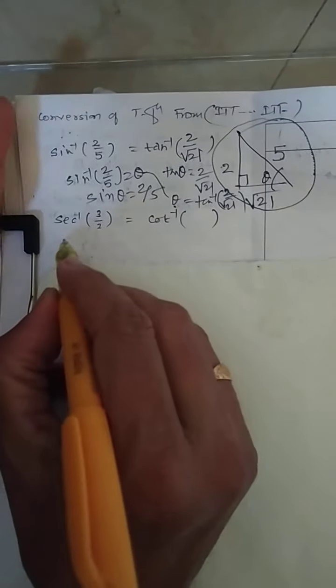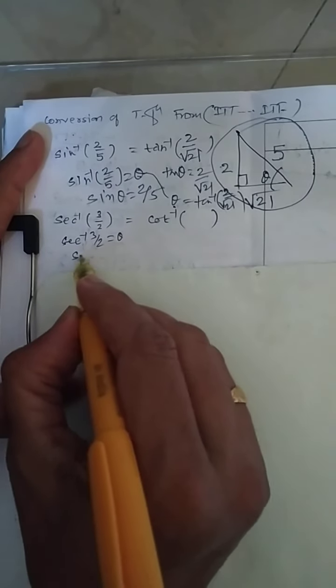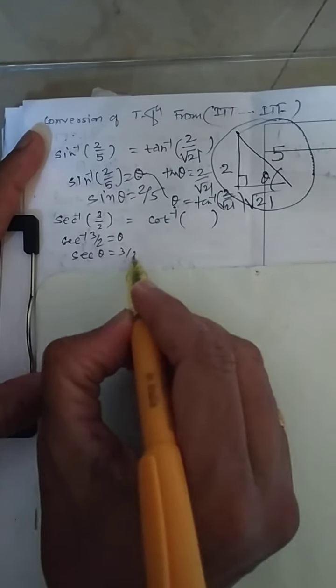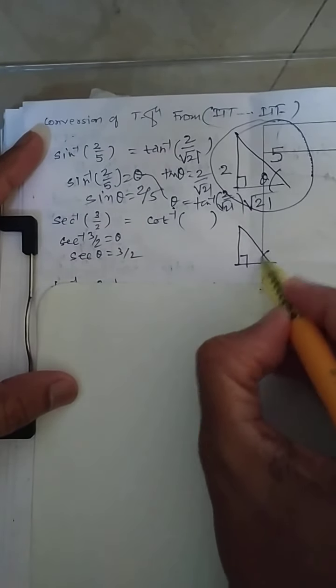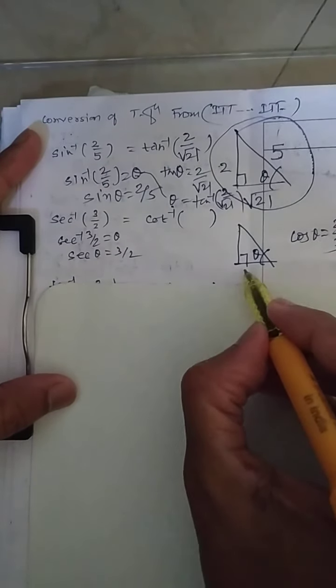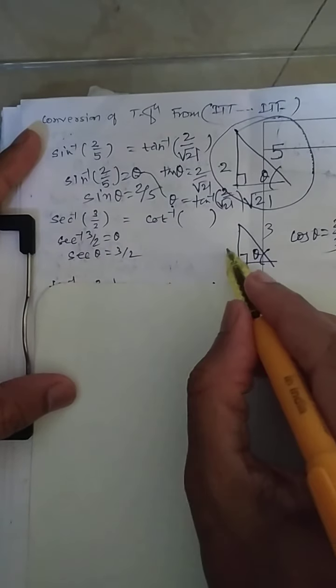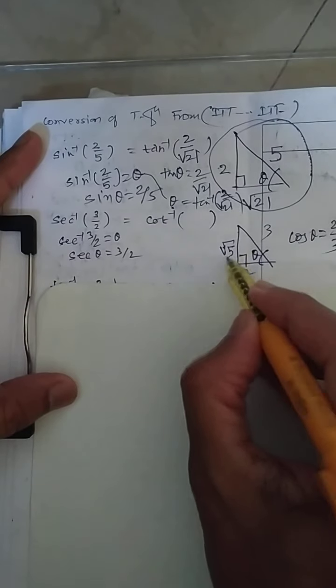Now, sec inverse of 3 by 2. So what should you do? Sec inverse of 3 by 2 is nothing but theta. Sec theta will be nothing but 3 by 2. Now draw the figure here, again with 90 degrees. If you are getting confused, then write cos theta. Cos theta is nothing but 2 by 3. Cos means adjacent by hypotenuse. Then you can get this value. It is 9 minus 4, which is nothing but root 5.